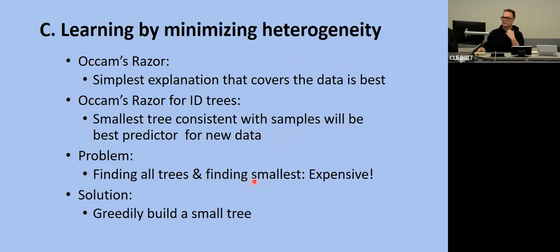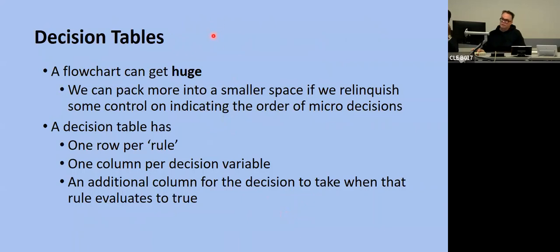Finding all trees and finding the smallest can be expensive. Like my COVID example that I tried, that tree has too many nodes. I really need to go down before I can actually test it with data. Testing with data would take quite some time, finding all of those 212 parameters. So greedily build a small tree. That's what the literature is saying.